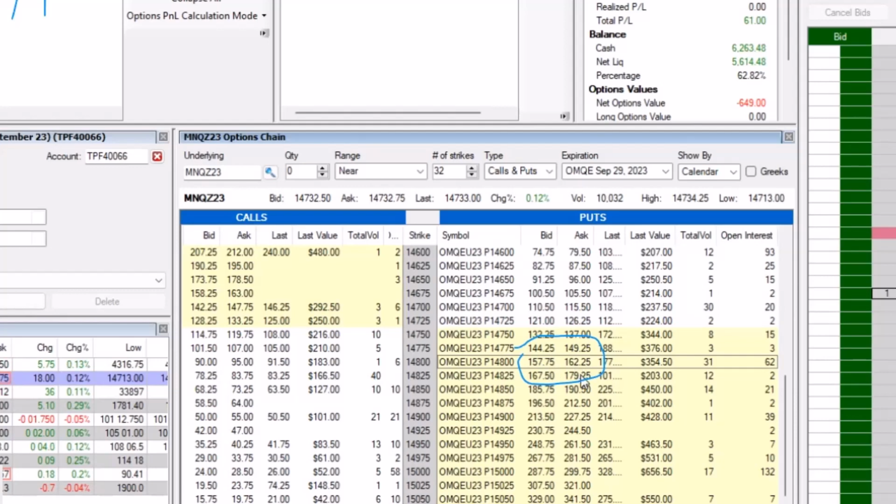Let me take a brief moment to point out these figures over here, which are going to scare some options traders away. The total volume, Rod, was 31 contracts. The total open interest is 62. Yeah, it's anemic. I get it. But here's why you don't necessarily have to worry about that.